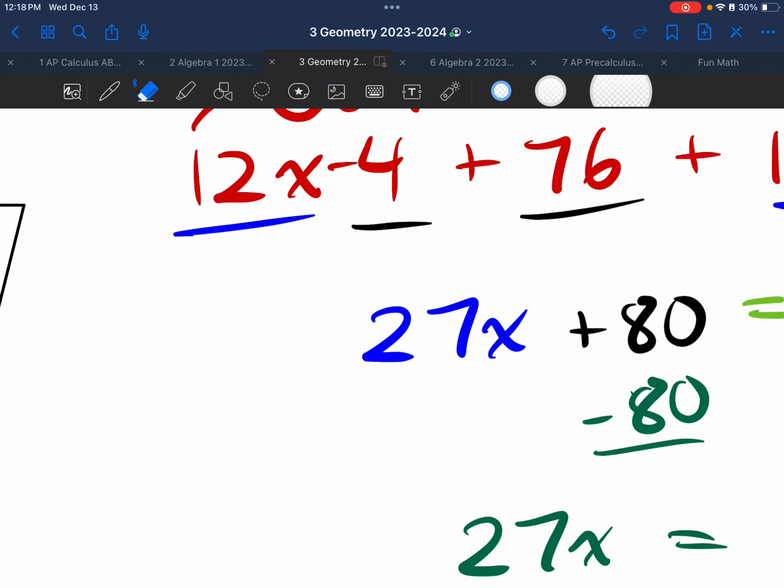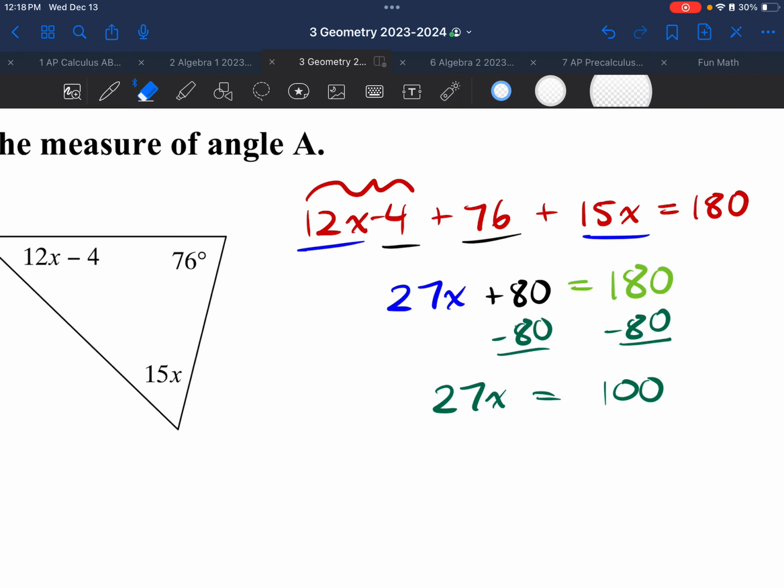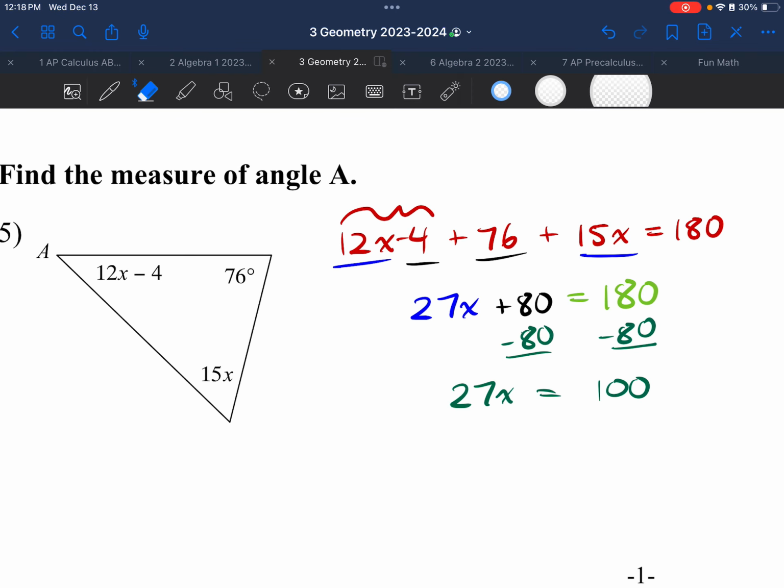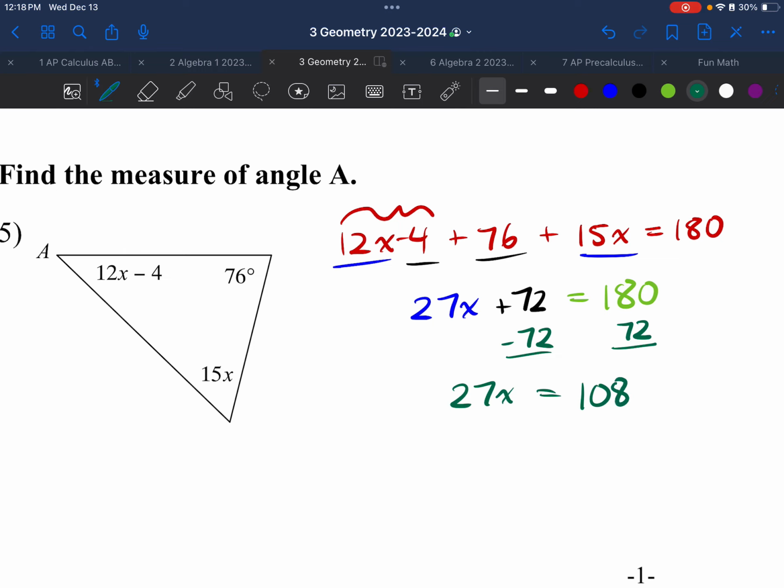I could have just made this a 27, or made this a -4. That makes this a 72. So here we go, let's fix this. 76 minus 4 is 72. And I have to subtract that 72 from both sides, so minus 72. Let's change the color. 72 and 72, and that is going to be 108.